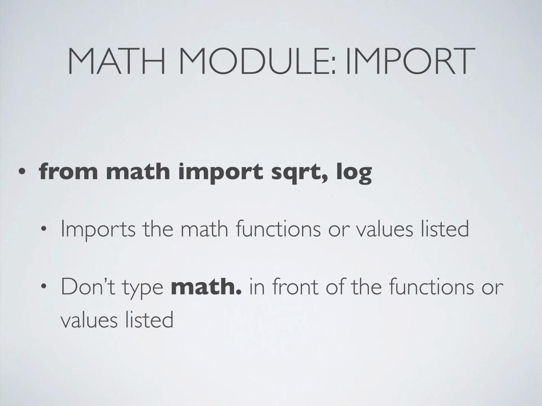Another way you can import modules is to do from name of the module, in this case math, import, and then the specific things that you want to import separated by commas. For example, if you want to use the function square root, that is a function in the math module, you could say from math import square root. Maybe you also want to use log, in which case you can do from math import square root, comma, log. That will import the math functions or values that you list right after import, separated by commas.